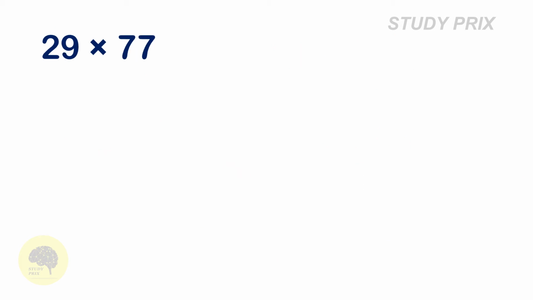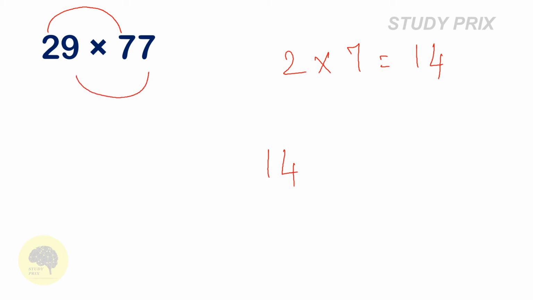Okay, let's solve this sum with somewhat more speed. The question given here is the multiplication of 29 and 77. The first step we have to do is the multiplication of tens place with another tens place, 2 and 7, which gives 14. We have to write this 14 here, and the multiplication of ones place with another ones place, which is 9 to 7, which gives 63, and we have to write the 63 here.